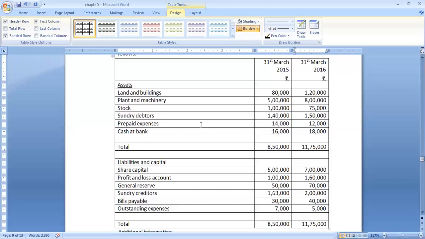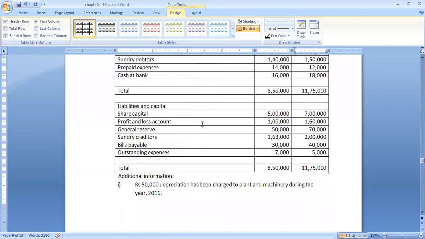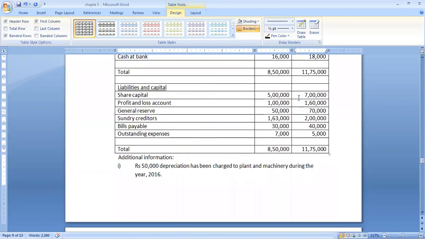Prepaid expenses is reduced. Prepaid expenses is a current asset. Cash at bank is going to be reflected at the end of the cash flow statement. Now the liabilities and capital: share capital is increased, so there is an issue of equity share capital. Any share capital is taken under the financing activity. For the profit and loss account, the difference will be taken when you begin the cash flow statement.